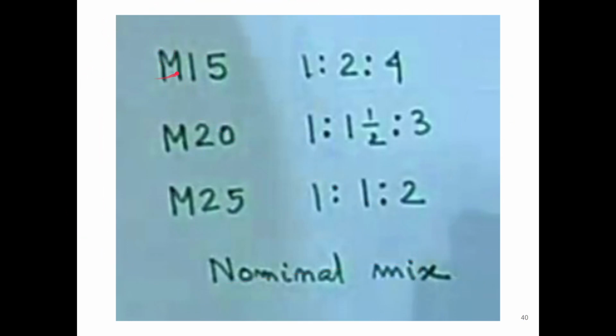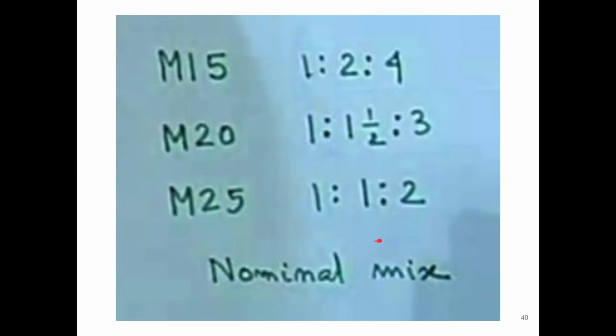So M is basically mixed design, it should not be used in nominal mix. But this 15 is basically the compressive strength, 15 megapascal, the 28th day compressive strength. So it has been found if we take cement, sand and aggregate at 1:2:4 ratio, we will get 15 megapascal compressive strength. Similarly, if we take 1:1.5:3 ratio cement, sand, aggregate, we will get 20 megapascal after 28 days. And if we take 1:1:2, it will be around 25 megapascal.